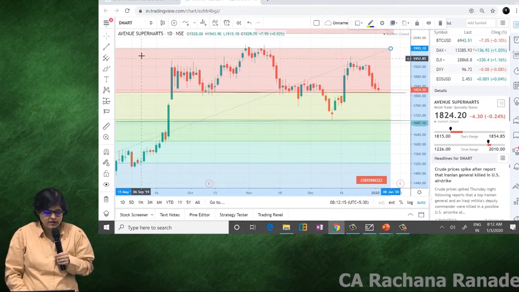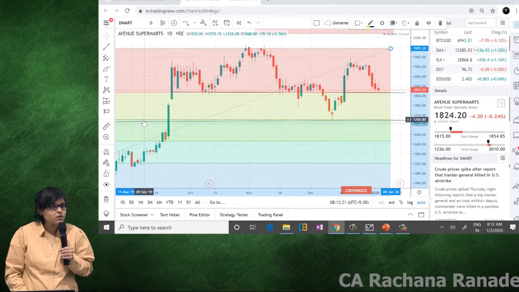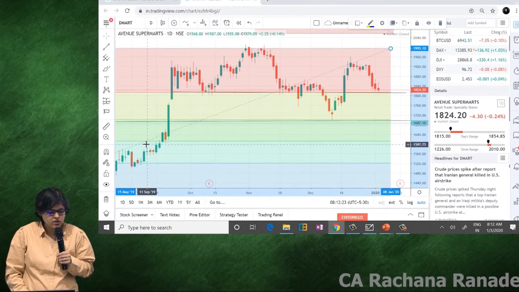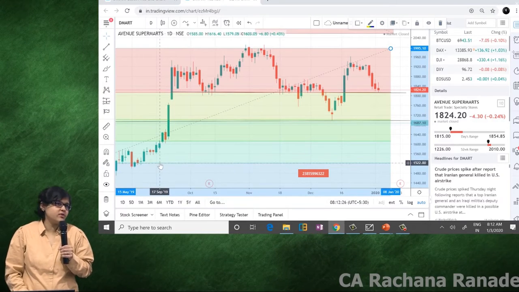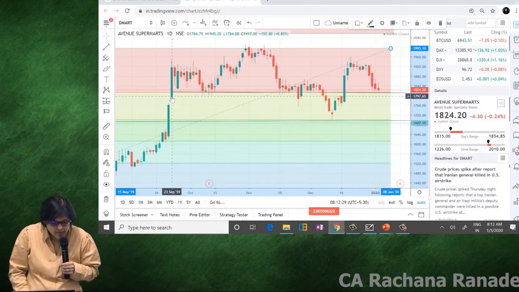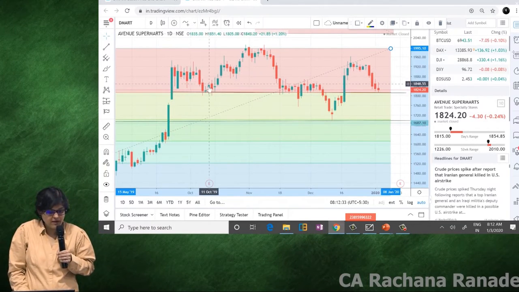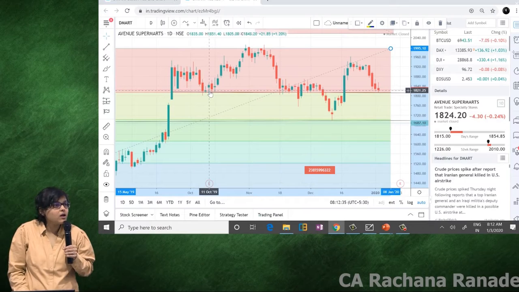Oh, no. This red, this pinkish color, which percentage is it? This retracement is 23% retracement. This one is 38%. This one is 50%. This one is 61.8. Okay. When it broke this also, good, but it retraced back to which level?